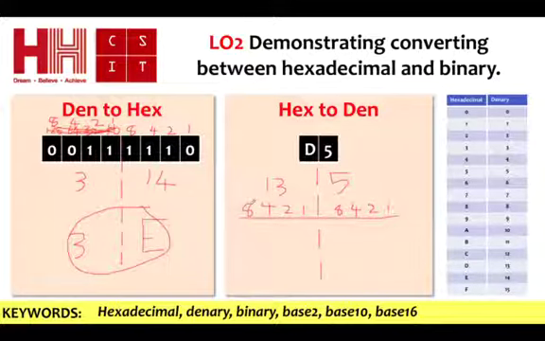Now as you can see, to make 13, I need 8, 9, 10, 11, 12, 13. So it'll be 1, 1, 0, and then 1. And then to make 5, you do 4 and 5, and the other two will be 0. So the binary value of this will be 1, 1, 0, 1, 0, 1, 0, 1. That's the binary value of D5. So that would be hexadecimal to denary.